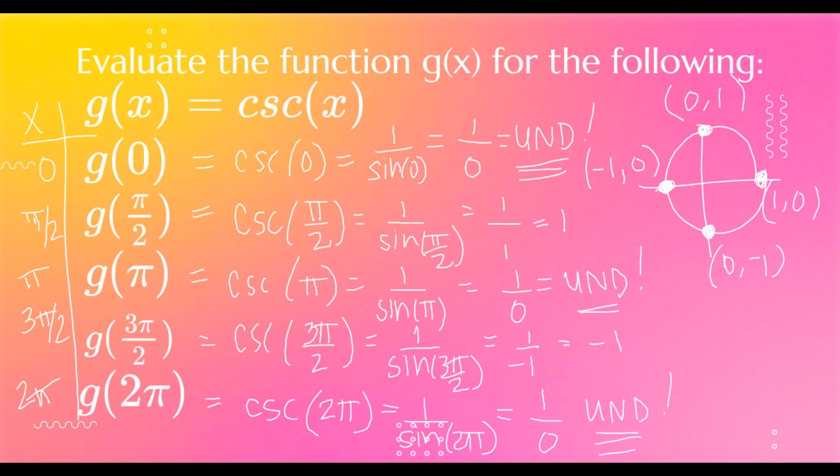Now, what's happening where we get these undefined things? With our graph of cosecant, we actually end up with vertical asymptotes. We won't get into the graphs. You guys will see more of that in pre-calculus. But know that something does happen when we have our undefined regions. There are asymptotes there, which is why we can't divide by 0. It's actually a pretty interesting graph. So you'll see that in the future. Let's do some more.